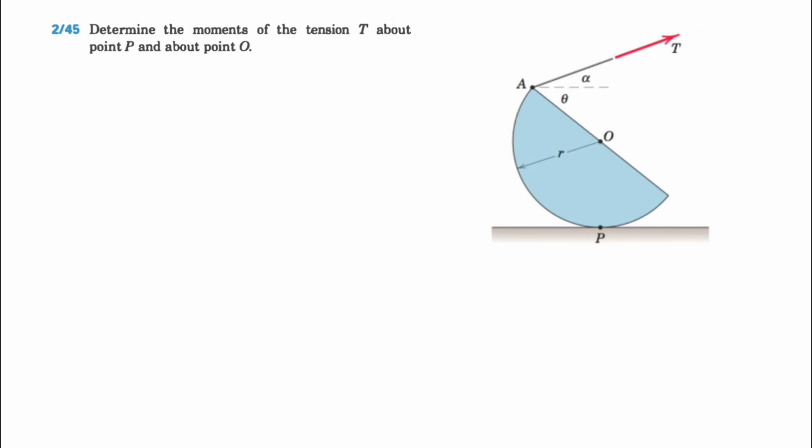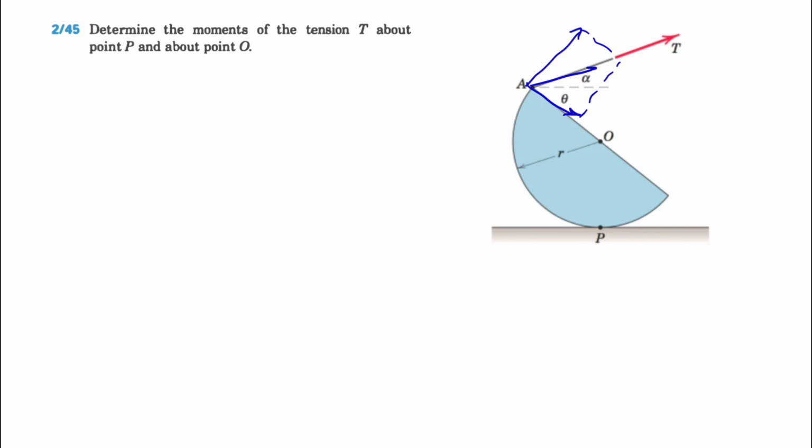We're going to be solving another question from chapter 2 of Meriam textbook, question 2/45, and we need to determine the moments of tension T about point P and about point O. There are multiple ways to solve this question. Let's start with the moment about point O. If we want to go with the point O, we can resolve the T in these two directions.